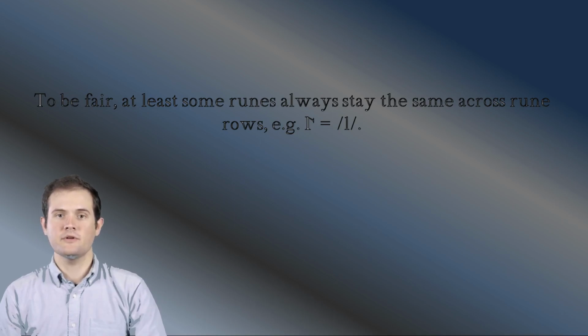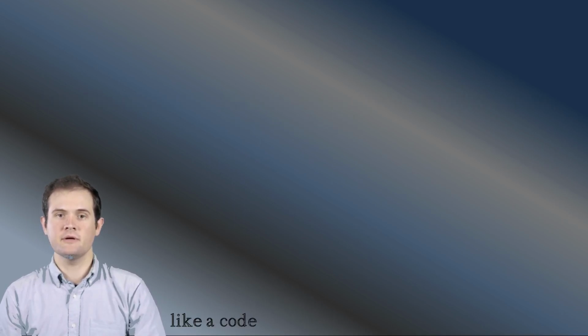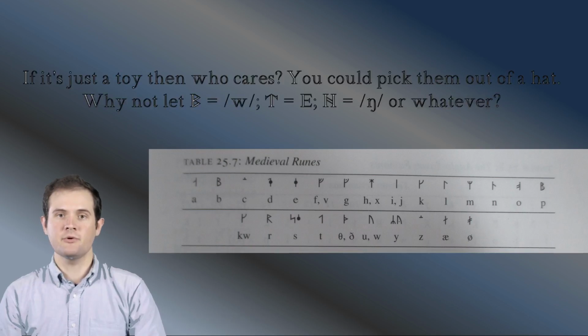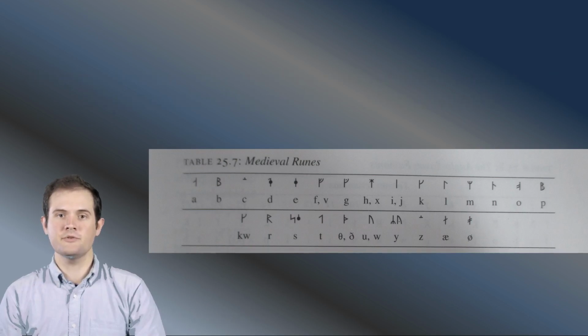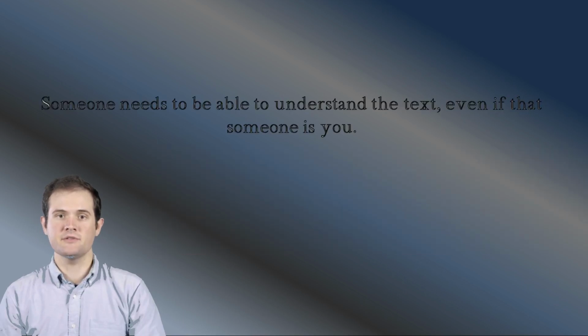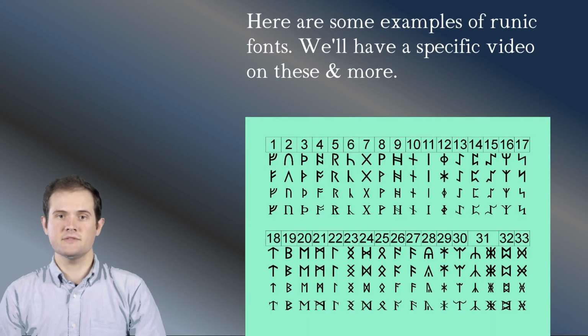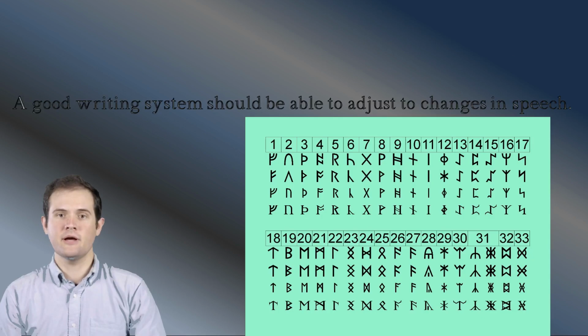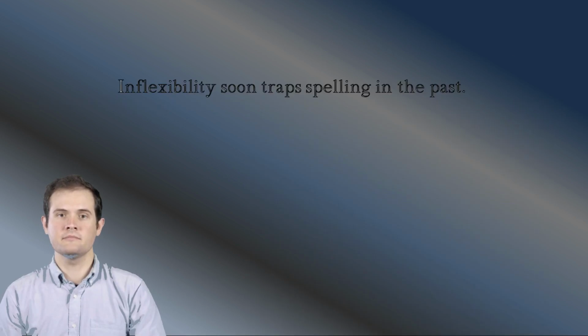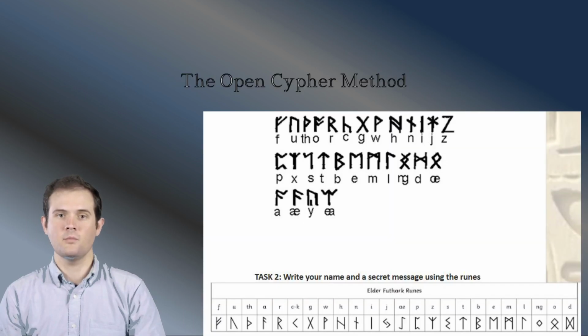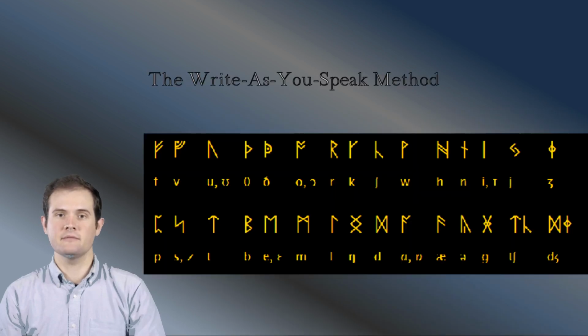Of course, if you only want to use runes as some sort of secret cipher, then what you make each rune stand for doesn't really matter. But most of the time, isn't the point of writing to leave a message for others to read later? To make that happen, you need a consistent writing system. That's not to say it can't be flexible, only that the reader has to be able to interpret what's written. Currently, there are 2 main ways of creating such a system. 1. The open cipher method, and 2. The write-as-you-speak method. Now to tell us about them, here's Hilda.